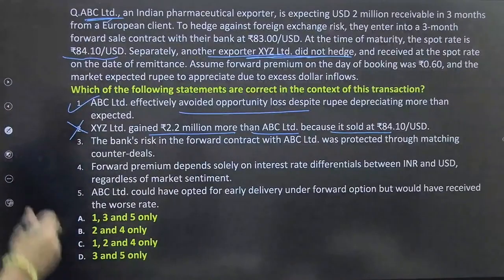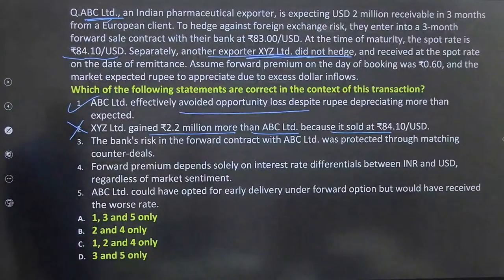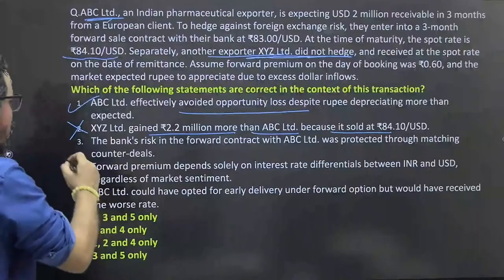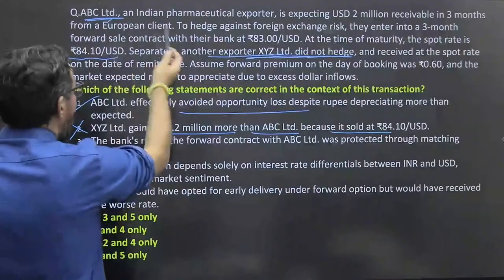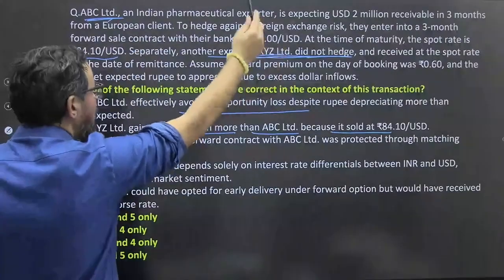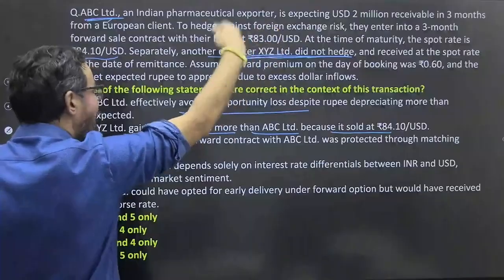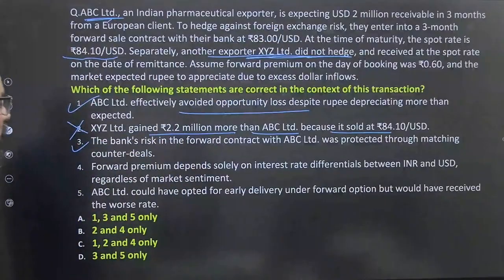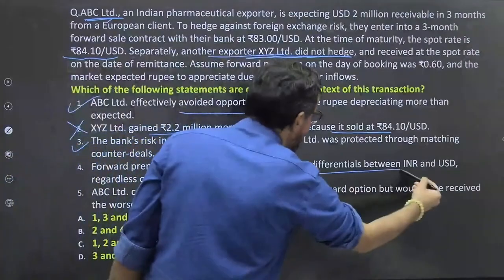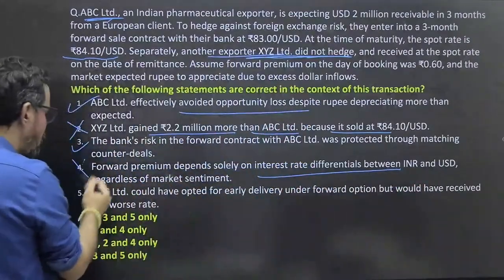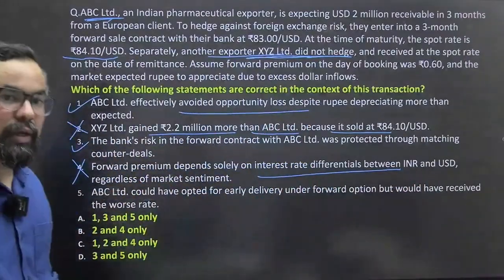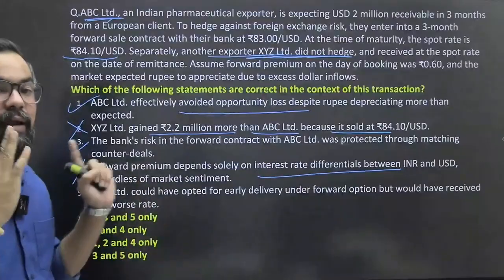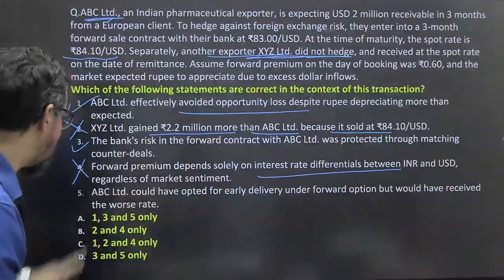Next one, the bank's risk in the forward contract with ABC was protected through matching counter deals, so that is the hedge position. This is also correct. They have done a counter deal because they are going to receive that particular amount, they have an open position and they sell it. Forward premium depends solely on the interest rate differential between INR and USD, no. Apart from that we also have so many other fundamental, technical and speculative measures.